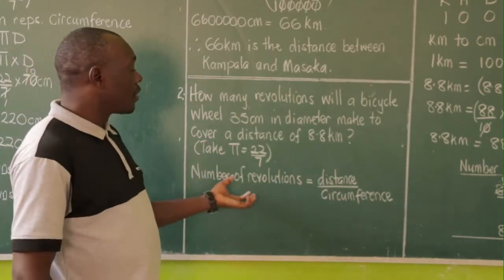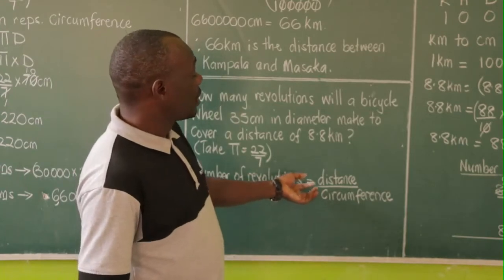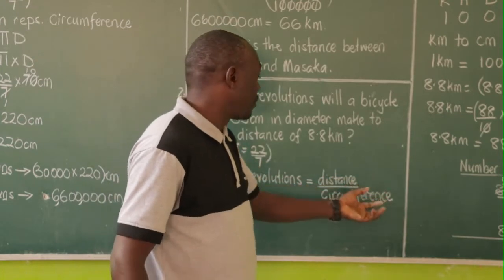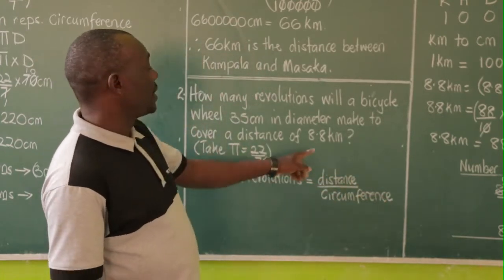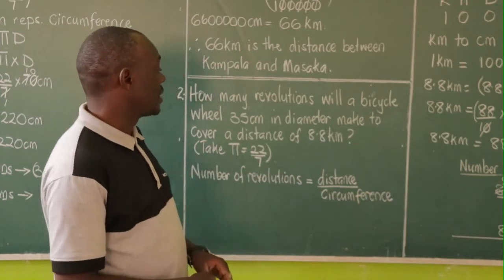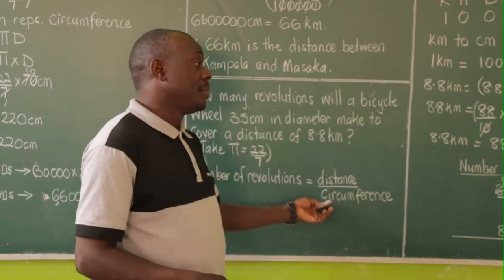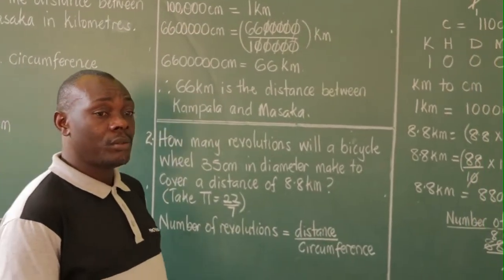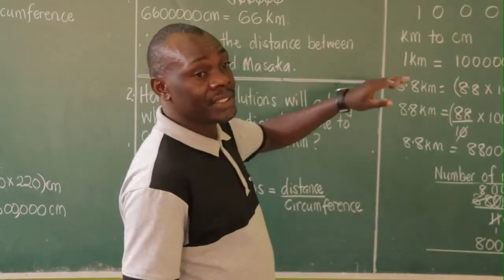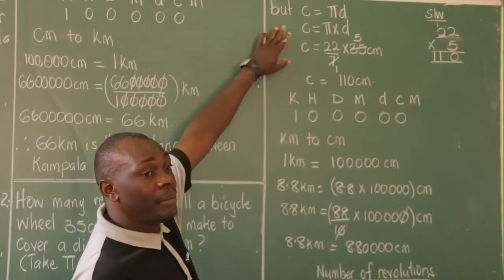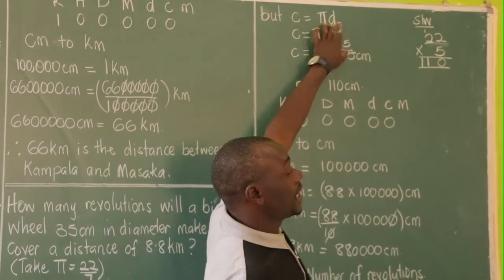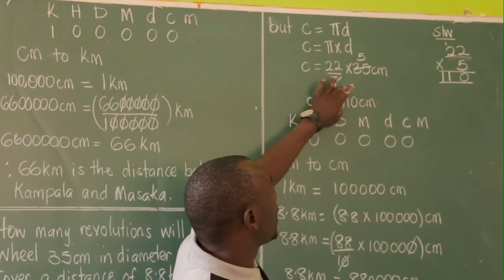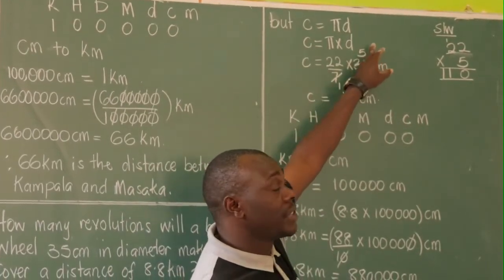Now, number of revolutions can be got by the formula distance divided by circumference. Distance divided by circumference, which distance has been dictated as 8.8 kilometers and which circumference you don't have. Because you have a distance and circumference not available, we shall not lament. We know how to get the circumference. That's what you say. Circumference equals pi d. Circumference equals pi times d. Circumference equals 22 out of 7 times the 35 centimeter diameter.